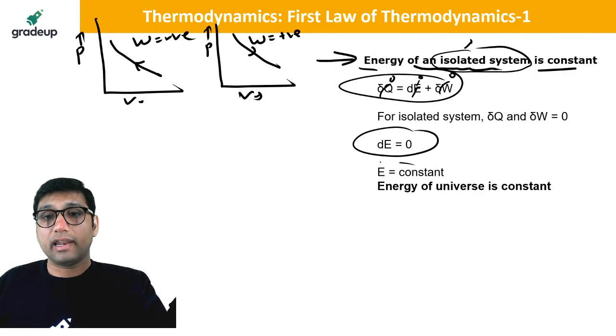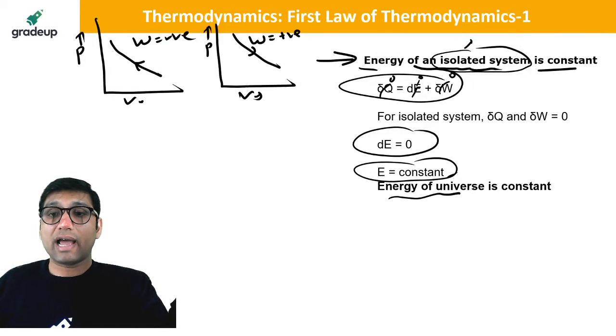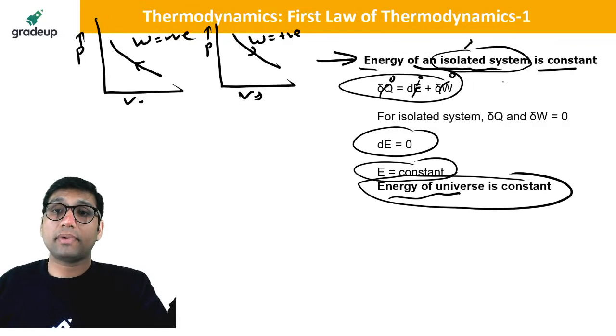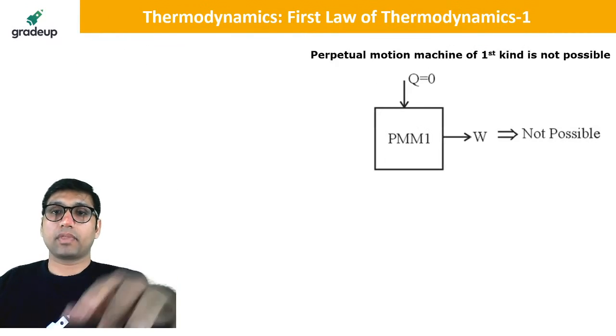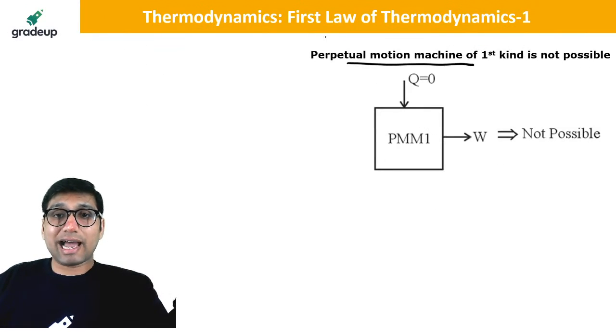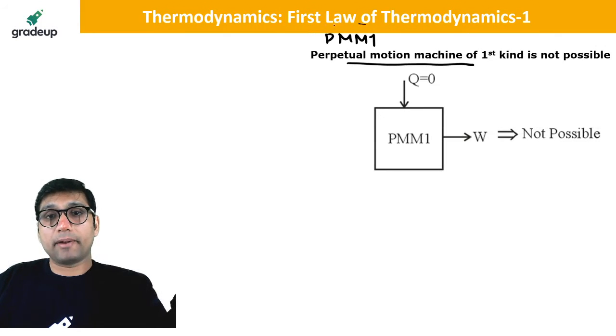So if this is zero, then energy will be constant. So energy of an isolated system or universe is constant. This has been given by the first law of thermodynamics. Perpetual motion machine is a hypothetical machine which is also called PMM1.